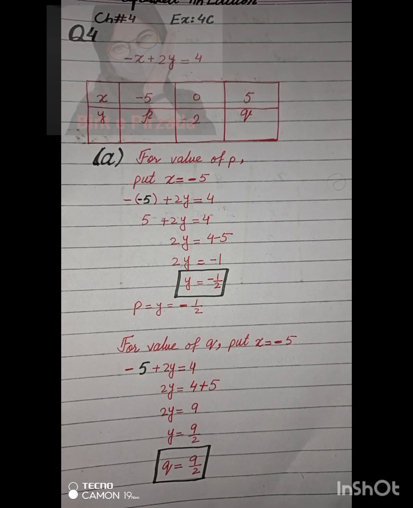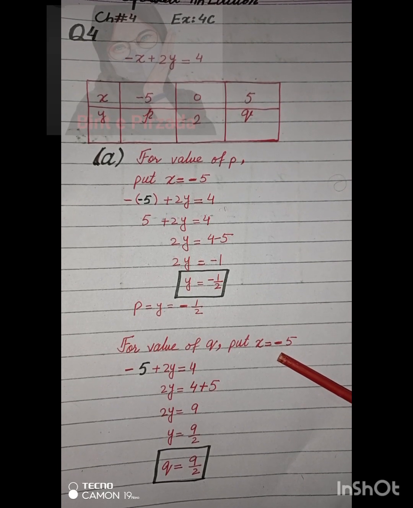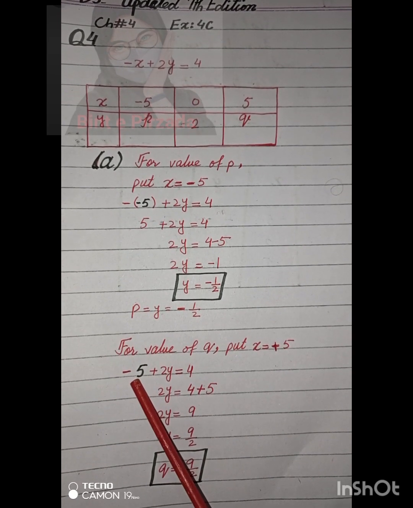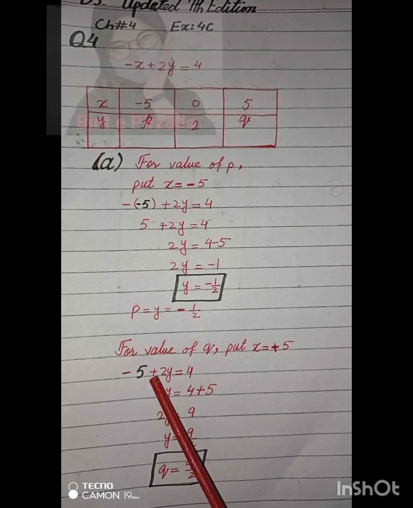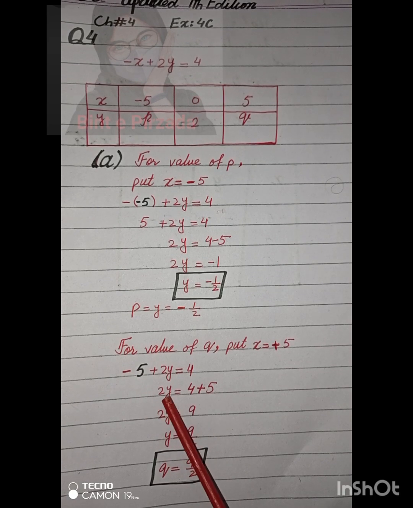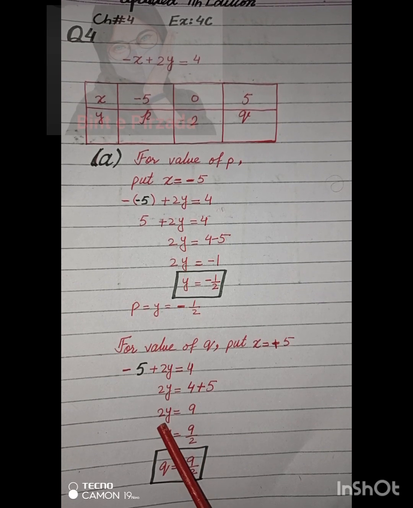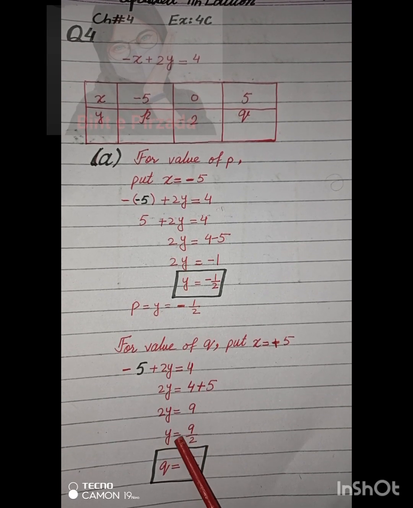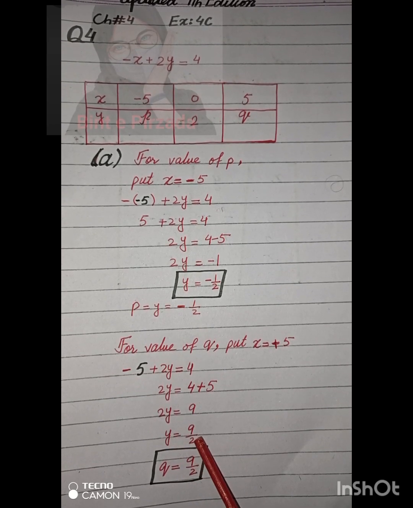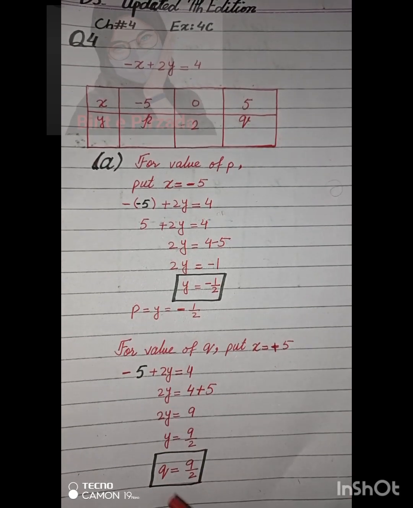Now for the value of q, we will put x equals 5 in the equation. So minus is the sign in the equation, 5 is the value of x which we are putting, plus 2y equals 4. Shifting this minus 5 to the right-hand side, it becomes 2y equals 4 plus 5, and 4 plus 5 becomes 9. So 2y equals 9, and y equals 9 divided by 2. The 2 was multiplying y, and when we shift it to the right-hand side, it divides. So the value of y is 9 by 2, which means the value of q is 9 by 2.